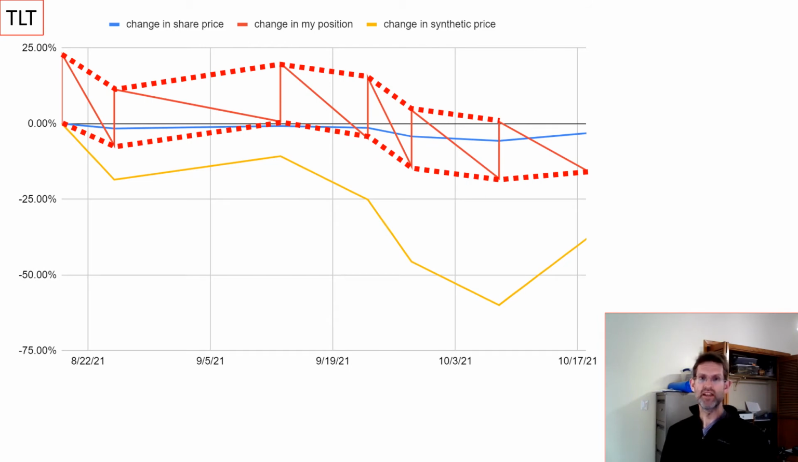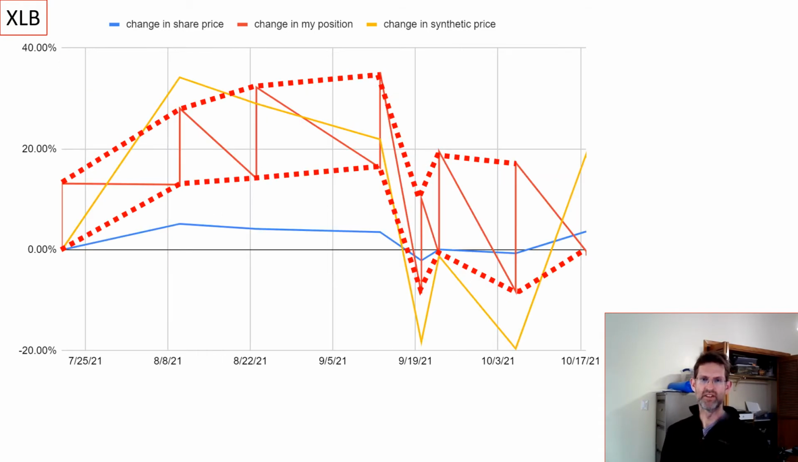So here's TLT, the 30-year Treasury bond ETF. The leap has lost a lot of value, but I've been able to hedge with the poor man's covered call, and I'm about even. Here's XLB, the basic materials ETF, another roller coaster. I was able to track it nicely when it was rising, but when it dropped rapidly and rose rapidly, I was basically keeping even with the leap. So I'm ahead of the share price itself, but I don't really have an edge here over the leap itself.